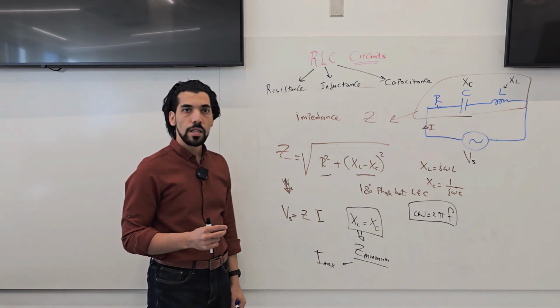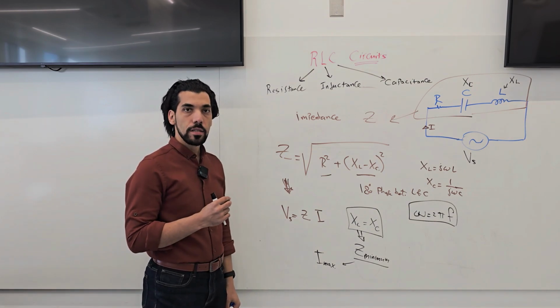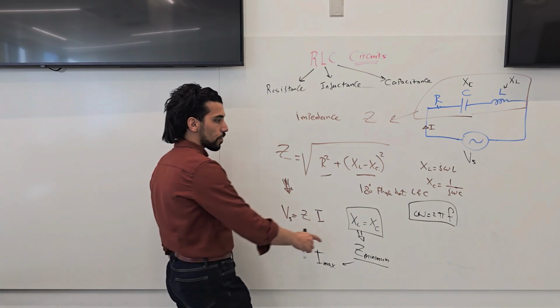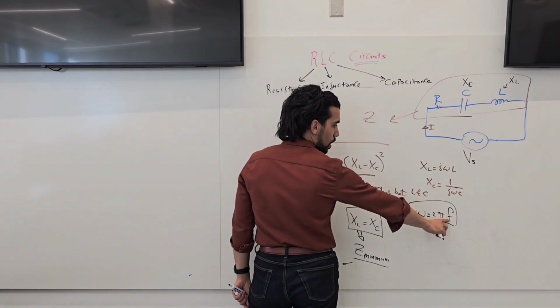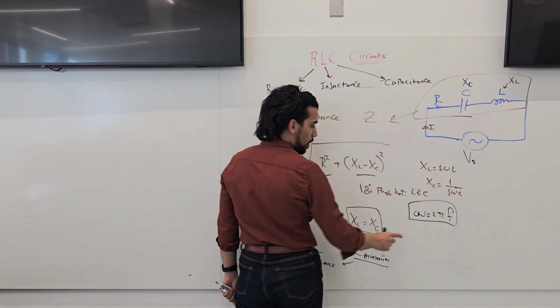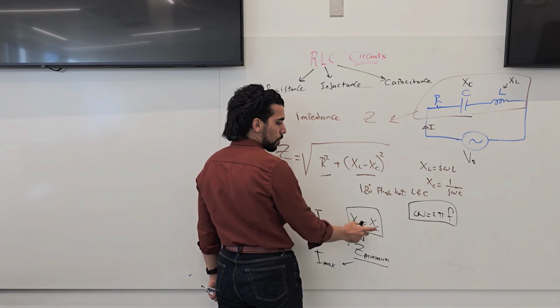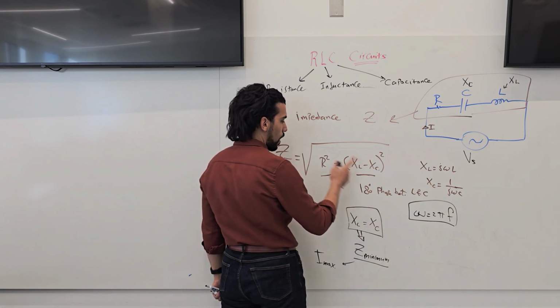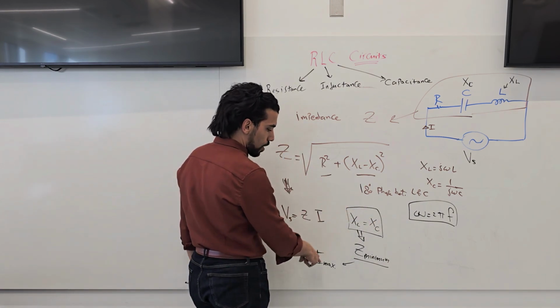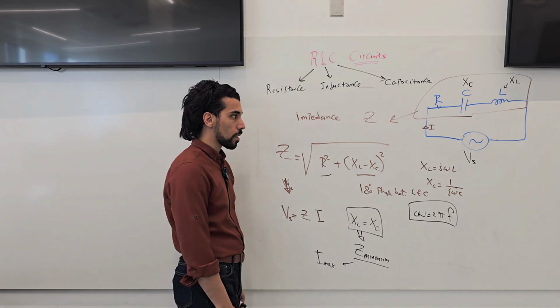And this is the condition that we call resonance. Okay? What frequency is going to make this condition, which basically is XL equal to XC, so that we have the minimum impedance, which leads to the maximum current inside the circuit.